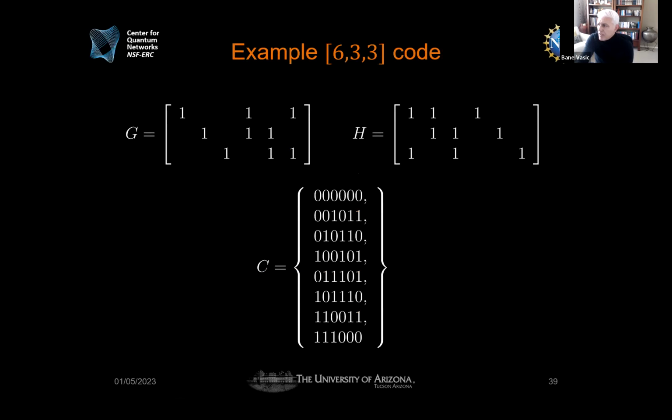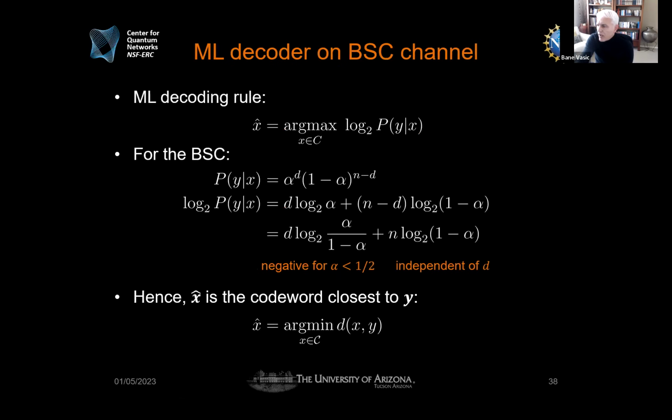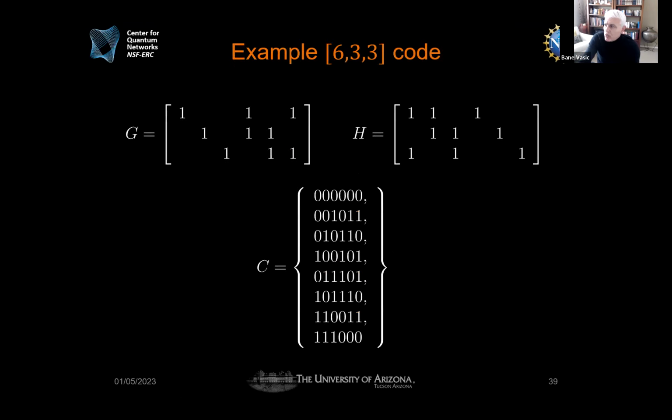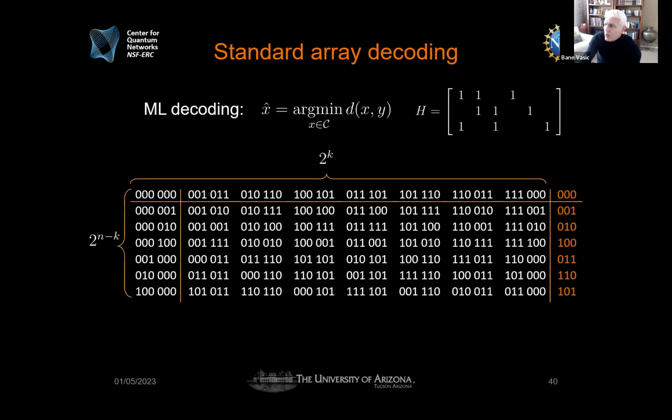So I'm going to skip these slides, but how do I do this practically? How can I do this in principle? So let's consider this code, with this parity check matrix.